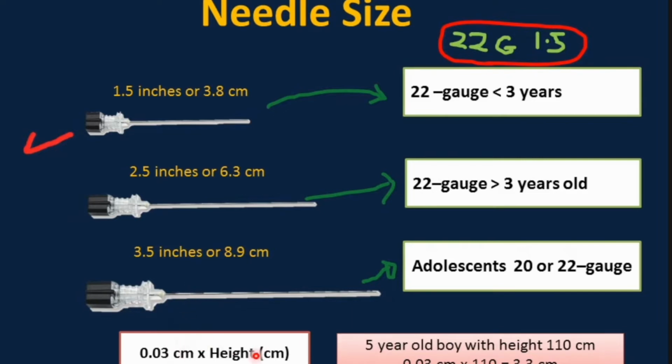There is a formula suggested for how far we could go on lumbar puncture. This will increase your success rate in obtaining CSF. This formula is 0.3 centimeter times height in centimeters. So if you have a 5-year-old boy with a height of 110 centimeters, you can use this formula to understand which needle you will use and how far you can go.